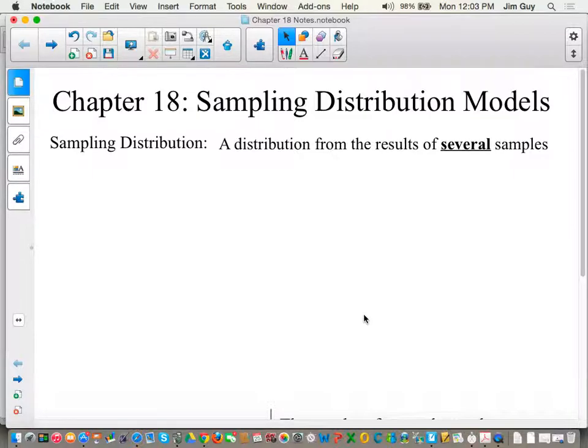So, chapter 18. We have 10 chapters left. We've got through 17 already. All of the remaining chapters, like I said, focus on using this idea of what a sampling distribution is. So we want to make sure you have a really good understanding to help you for the rest of the year. So right off the bat, write down this definition.